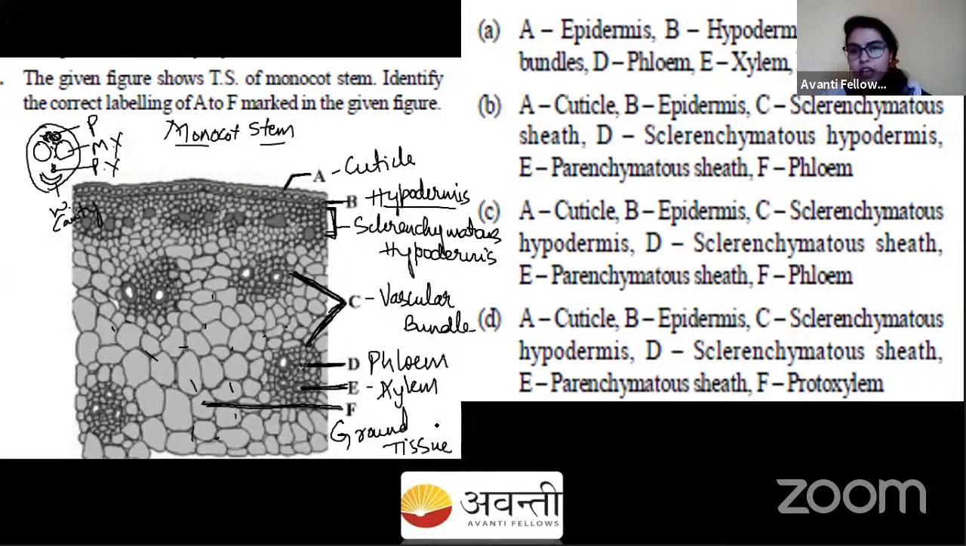And remember one thing: in the monocotyledon stem, in the periphery region there will be smaller vascular bundles, but as you go to the center of the stem, you get bigger vascular bundles. Bigger in the center and smaller at the periphery. We are talking about the vascular bundles. Are you clear with this?